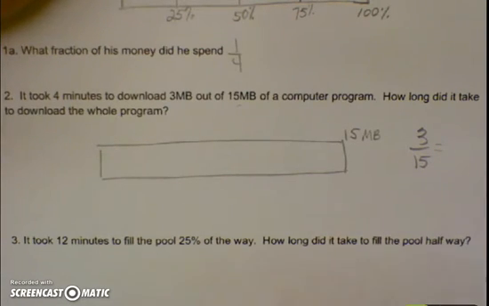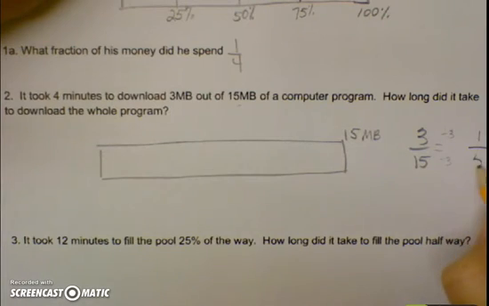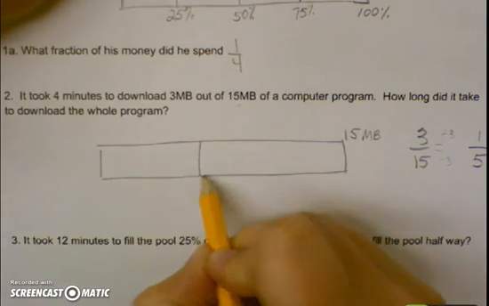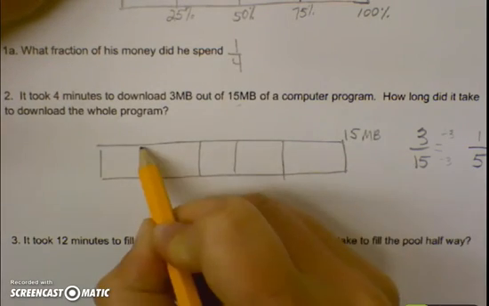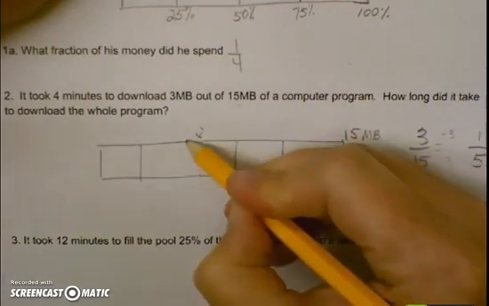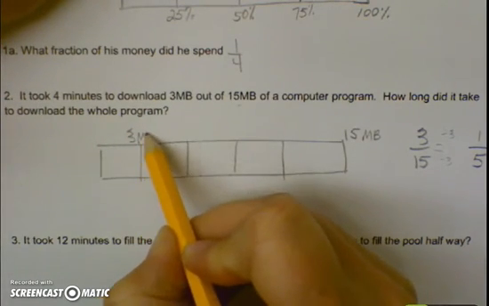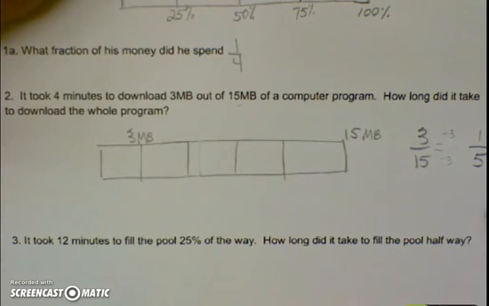I don't really want to make 15 equal parts. We can simplify that fraction. Let's make it a little bit simpler. I can divide the top and the bottom by 3 to simplify. And I know that 3 out of 15 is the same as 1 out of 5. So I know that I can break my bar into 5 equal parts. Not exactly equal. Let's see if I can do a better job. There we go. And 3 megabytes out of 15 is the same as 1/5, 1 out of 5 equal parts.